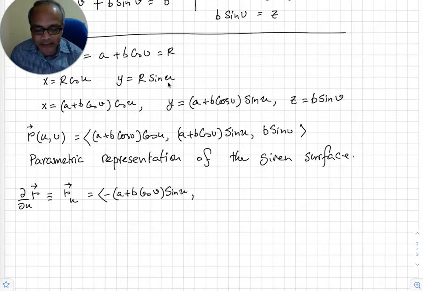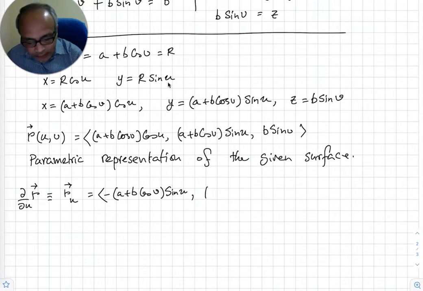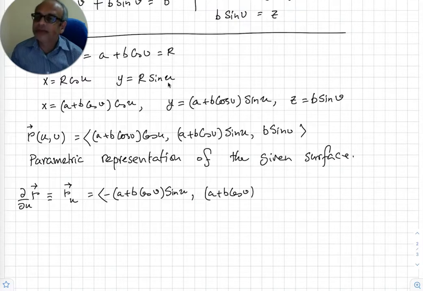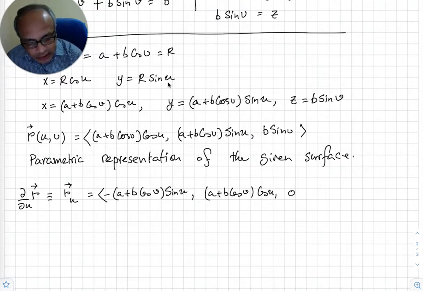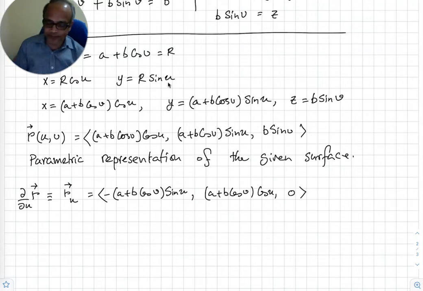Second term, a plus b cos v times sine u: a plus b cos v, which is a constant with respect to u, and sine u becomes cos u. The third term we look at is b times sine v, which is a constant with respect to u. We are differentiating with respect to u, so that will be 0. Okay.